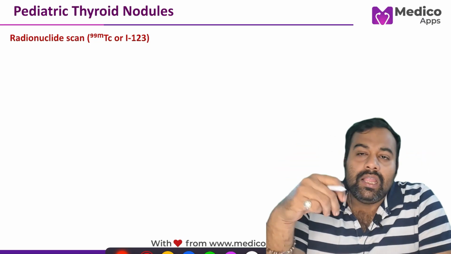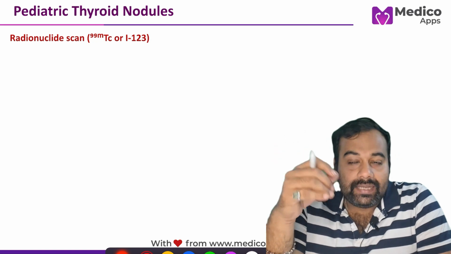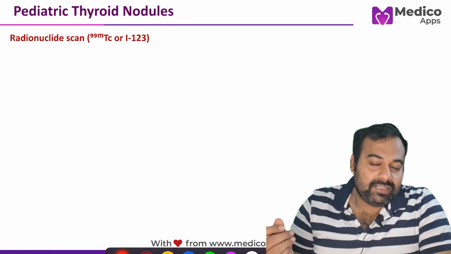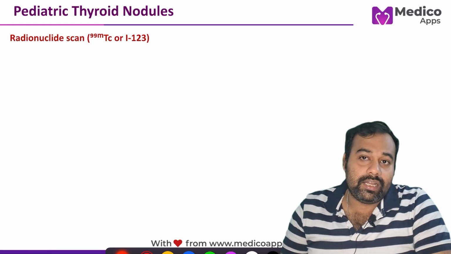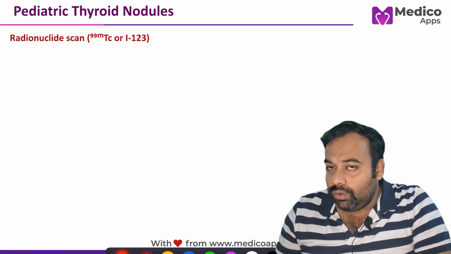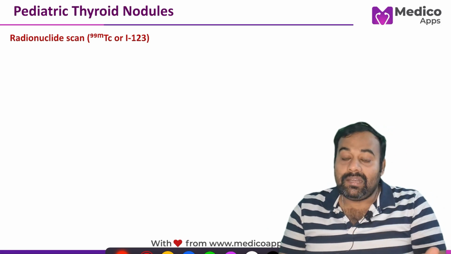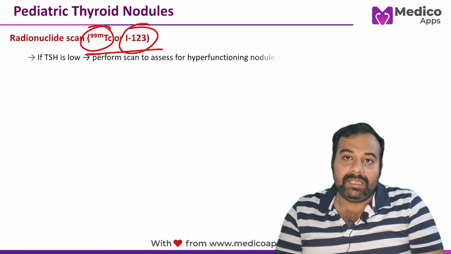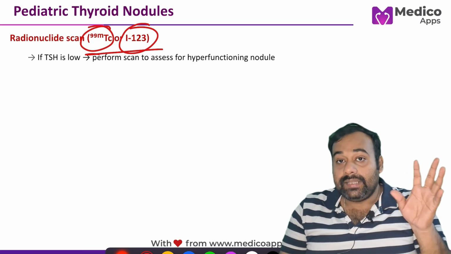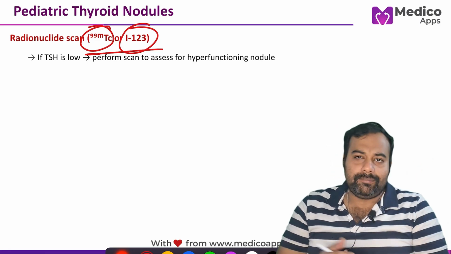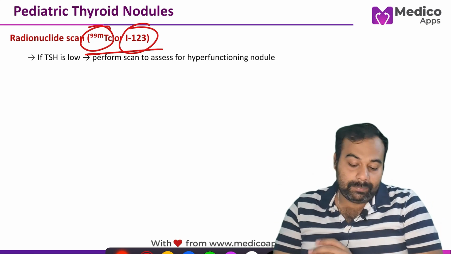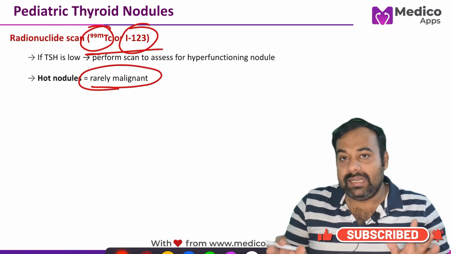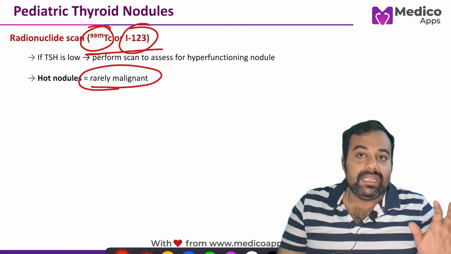Let's try to understand. In case there is a low TSH, that is there is an increased amount of FT3 and FT4 production from the thyroid gland, that is your functioning thyroid nodule. In that case you might need to go for the radionuclide scan. That can be done either with technetium 99 or with iodine 123. It tries to assess whether there is any presence of a hot nodule, or hyperactivity of the gland, or any specific location with a hyperactive or hyperfunctional nodule. Your hot nodules are rarely malignant. That basically gives us some relief.